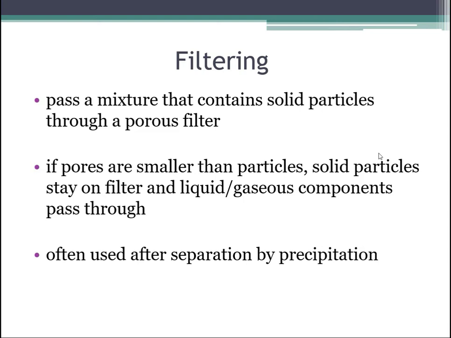Second one, filtering. Suppose you have a mixture that contains a liquid and a solid. Well, if you knew the size of the particles, you could choose an appropriate porous filter, some piece of filter paper or maybe even a piece of mesh or a t-shirt, so that you can separate out the particles by passing the mixture through, which allows the liquid to go through and the solids to stay in the filter. That's when you would use filtering. You want to make sure that the pores are smaller than the particles that you want to collect.